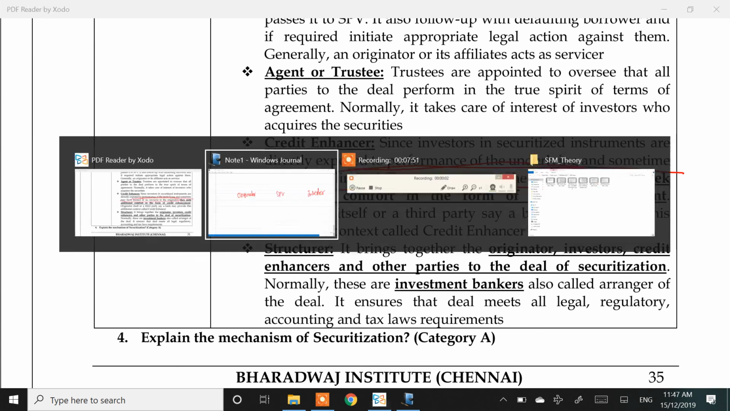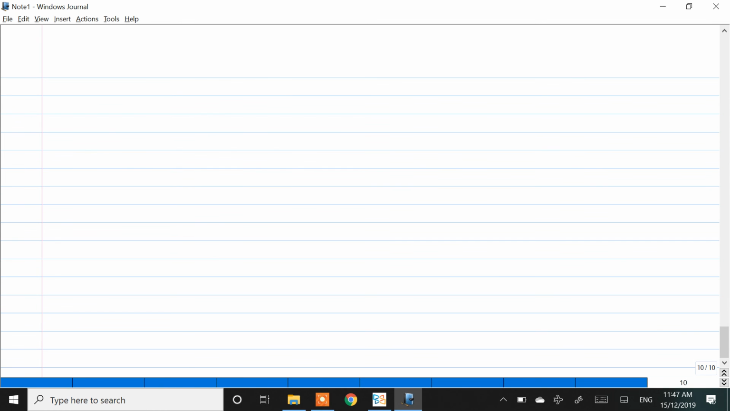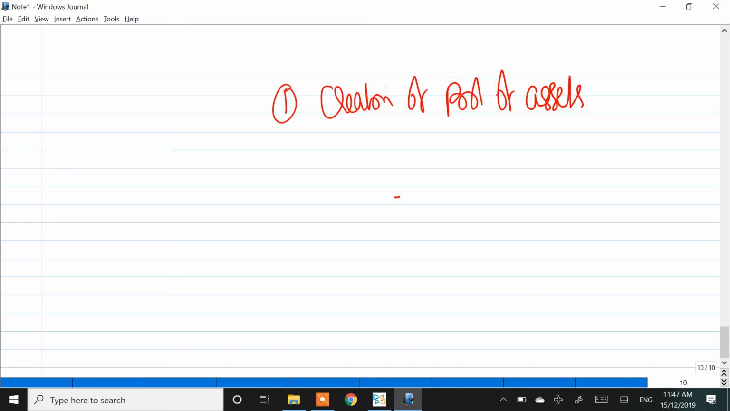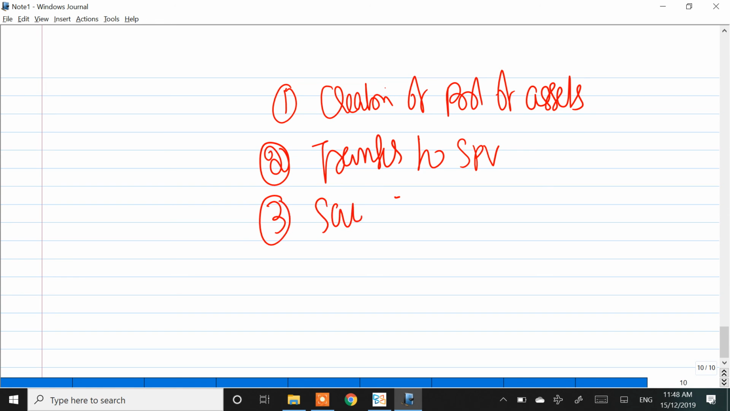Now, what is the mechanism of a securitization? So the mechanism is, first, creation of a pool of assets. These assets are held by obligors and are to be repaid by the obligors. Then I will transfer them to SPV. After the transfer to SPV, SPV will do a sale of either PTC or PTS. It is mostly a PTC or a PTS. This is what is normally done. There's also another form called stripped securities, but let's focus on PTC or PTS.